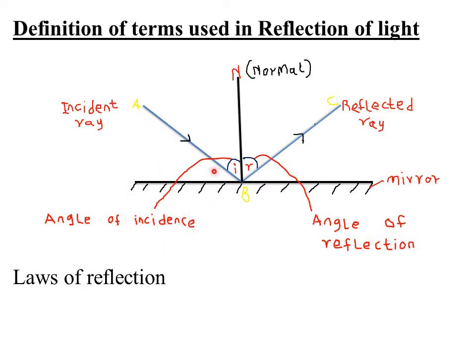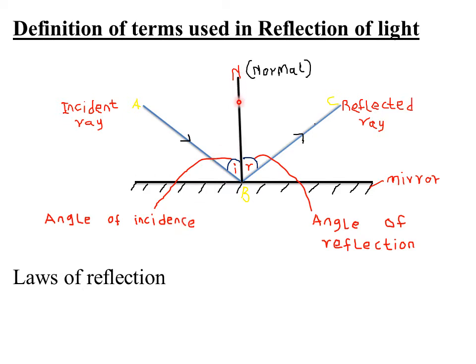The angle of incidence is denoted by small i, as shown in this diagram. Now, what is the angle of incidence? This is the angle between the incident ray and the normal. This is what we are calling the normal. So the angle between this incident ray and this normal, that is this angle here, is what we are calling the angle of incidence. Then we also have what we are calling the normal here.